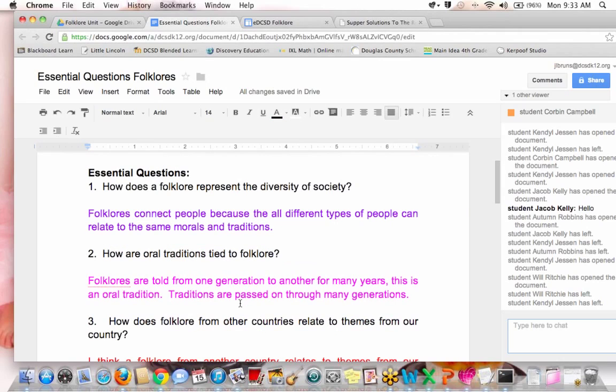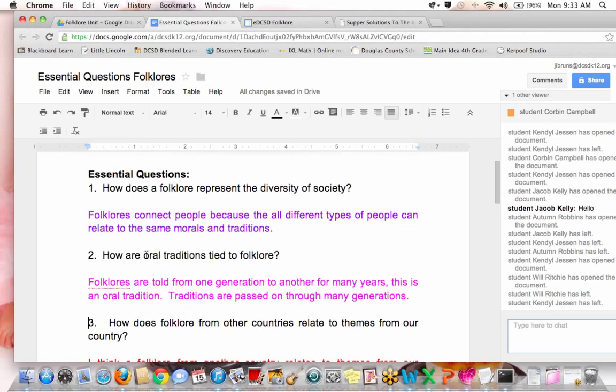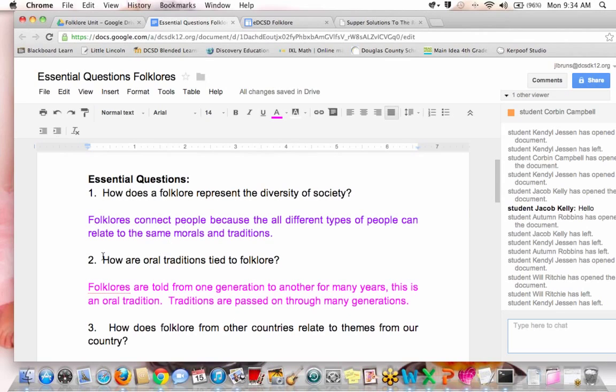I don't want to spend too much time looking at this, but it is important to go over these essential questions. How are oral traditions tied to folklore? So, oral traditions are telling a story, not writing it down. So, oral means telling. Folklores are told from one generation to the other for many years, and this is an oral tradition. Traditions are passed on through many generations. So that's right. The story sometimes changes slightly because when you tell a story and you don't write it down, the next time somebody tells it, it might change slightly, but it's still passed on through many generations, and the moral that it teaches usually stays the same.